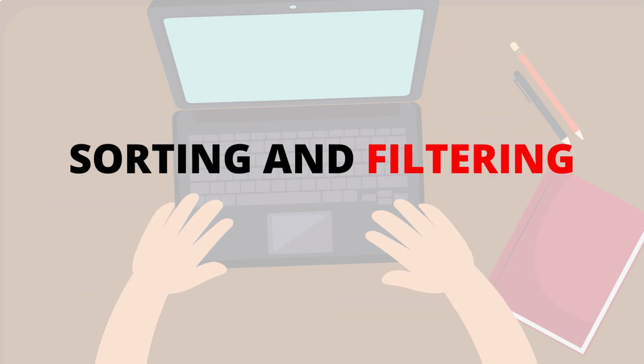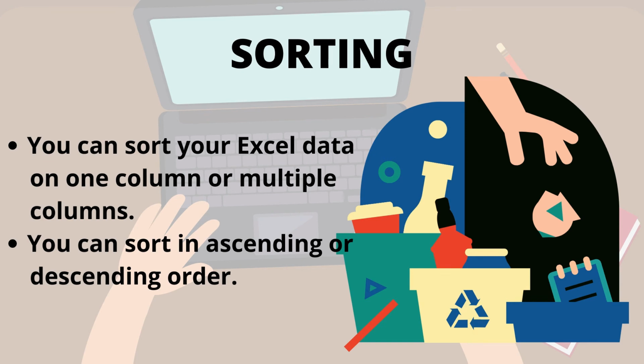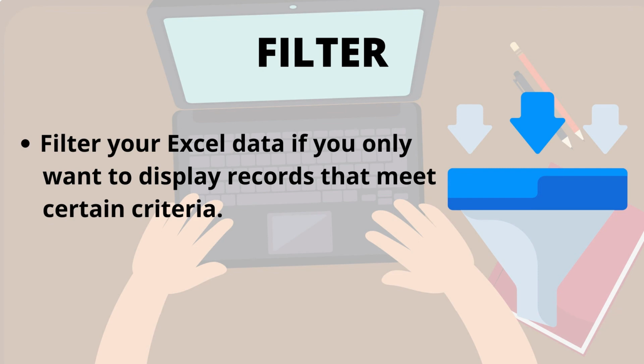Sorting and filtering. Sorting. You can sort your Excel data by one column or multiple columns. You can sort in ascending or descending order. Filter. Filter your Excel data if you only want to display records that meet certain criteria.